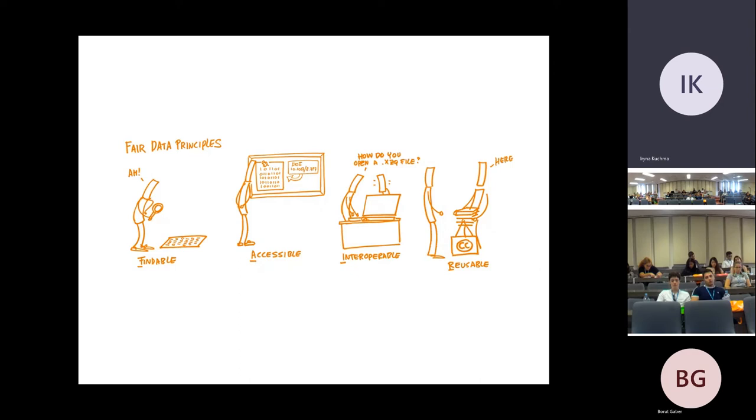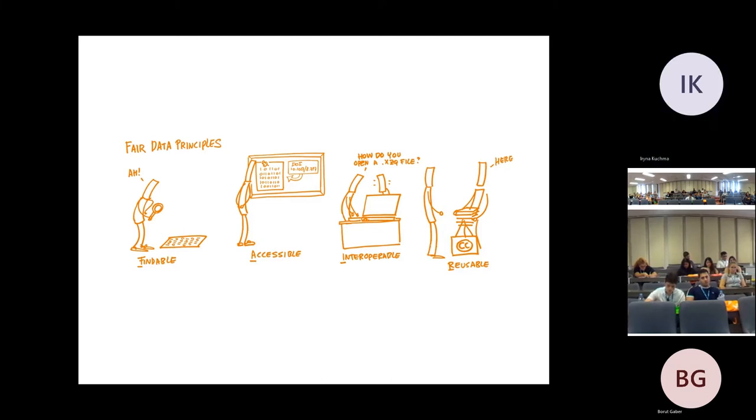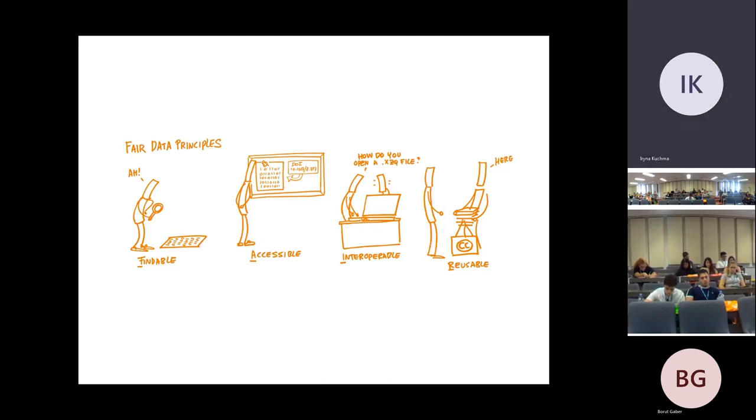And usually when funders talk about data, they talk about data which is findable, accessible, interoperable, and reusable. And like I said, it could be not open data, but data which is well described, and there is a way to request access to it.